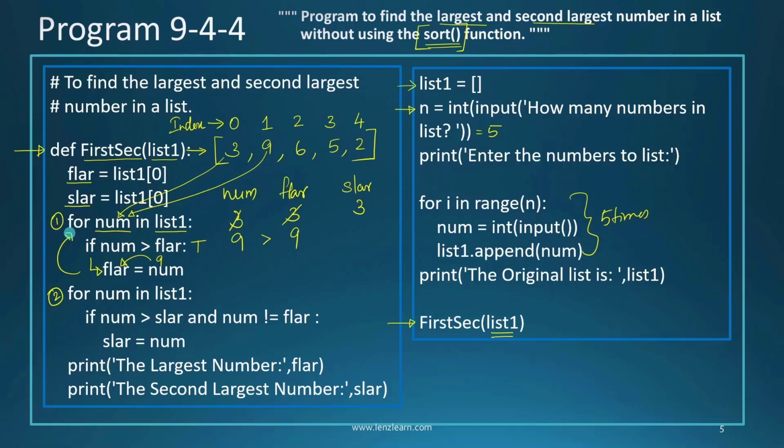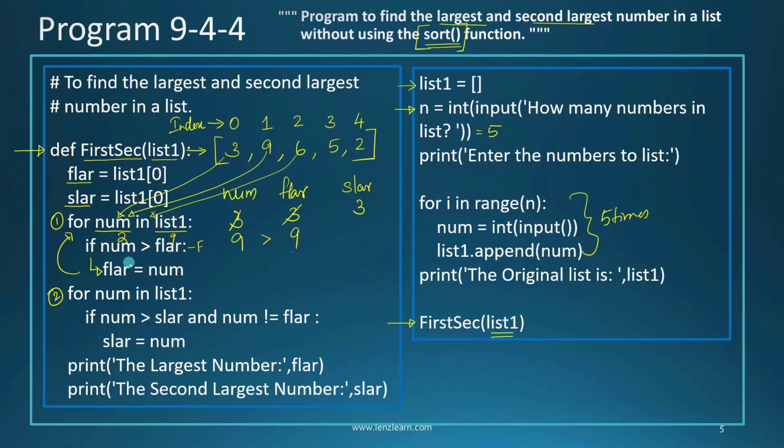So now the control will come back to for again. Now it will load the next value 6 into num. So now I will check whether 6 is greater than 9 because that is the current value of flar. Now this is false. So now the control will go back to for again. The next value 5 will be loaded. I will check whether 5 is greater than 9. Again it is false. Okay, so the control will come back to for. Now 2 will be loaded to num, and now I will check 2 is greater than 9. Again it will be false. So now our for loop is done because all the elements inside the list are taken.